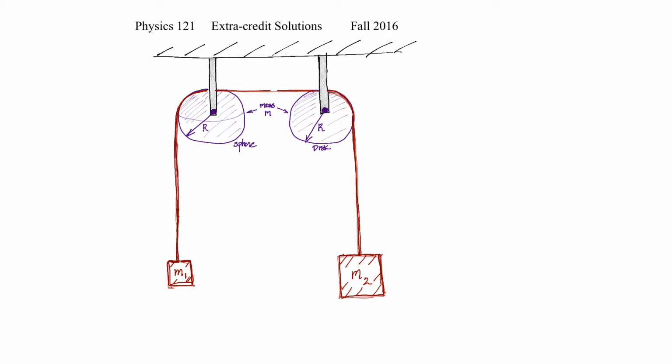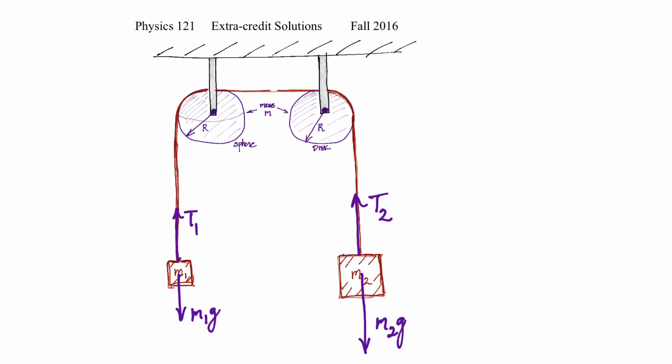I'll draw a free body diagram in place, so it's technically not a free body diagram. M1 feels the force of gravity, M1G acting down, and it feels a slightly larger tension in order for it to go upward. We'll call that T1. M2 feels a bigger force down, and that is M2G, and acting upward, opposing that but not winning, is tension T2.